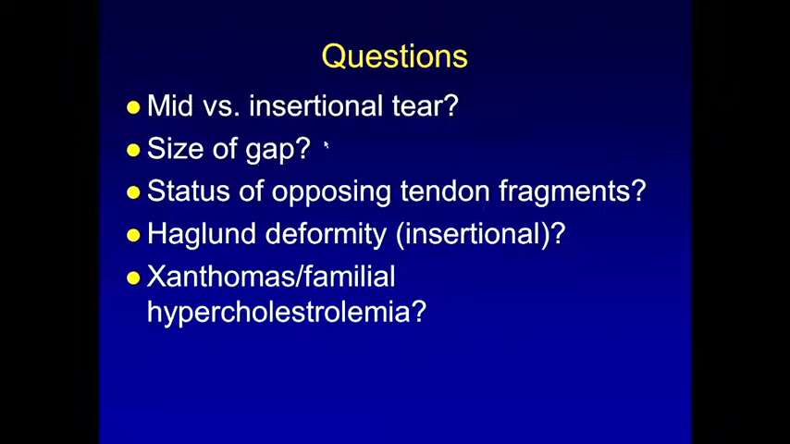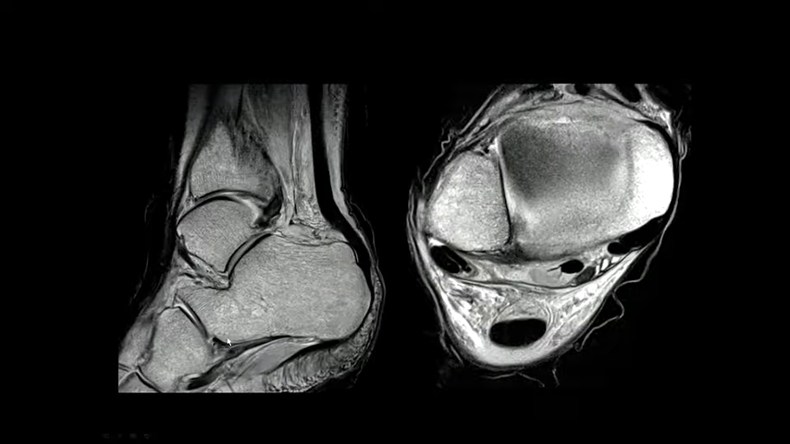What is the size of the gap? What is the status of the opposing bony tendon fragments? If you have insertional tendinosis, do you have a Haglund deformity associated with it? And finally, when you see abnormal tendon, do you have underlying familial hypercholesterolemia and xanthomatous changes?